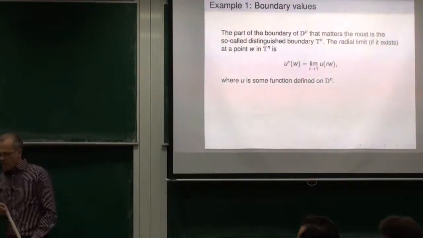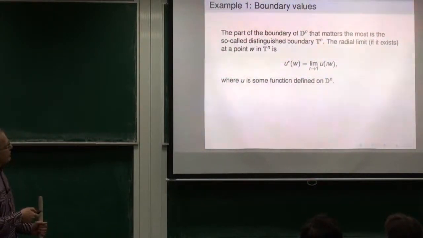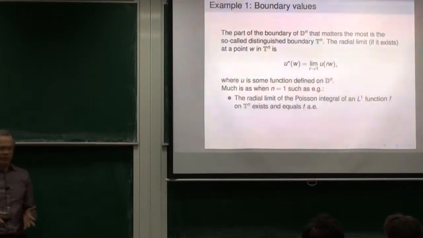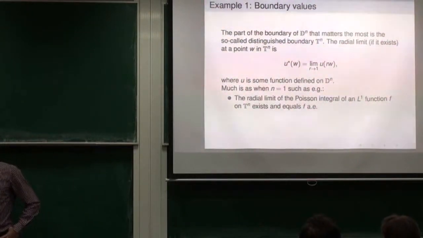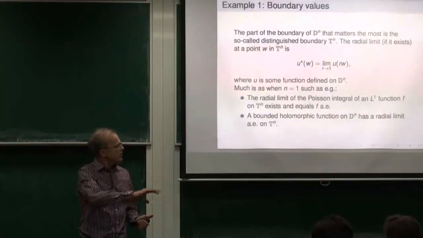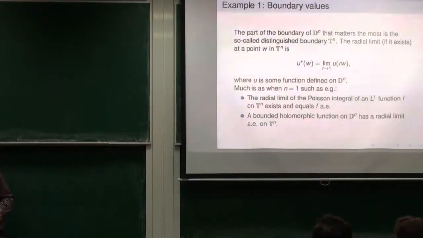Right. So that's the radial limit. We multiply each coordinate variable by r, and we see what happens when r tends to 1. And much is the same as in one variable. The radial limit of the Poisson integral of an L1 function on T^n exists and equals f almost everywhere on the distinguished boundary. Another thing which is the same is that a bounded holomorphic function inside the polydisc has a radial limit almost everywhere on the torus. So that's fine, that's nice.